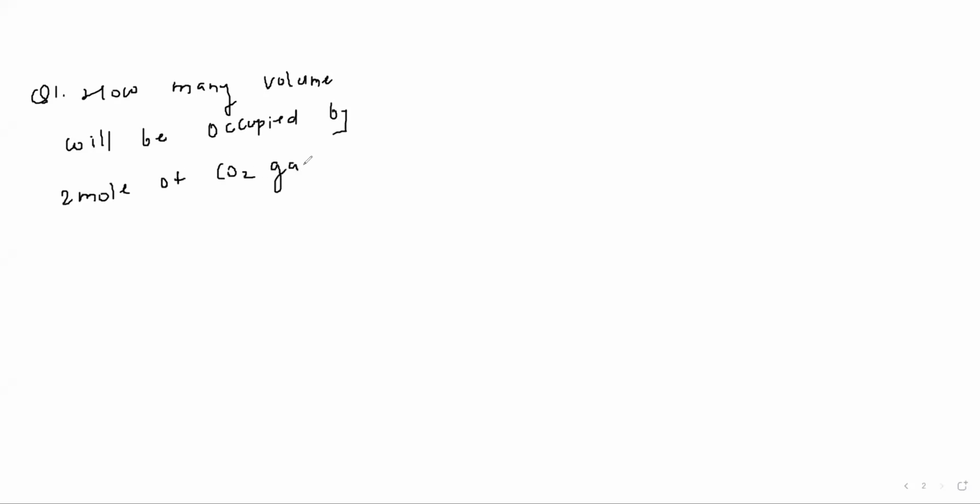Question number one. How much volume will be occupied by 2 moles of CO2 gas at STP? STP means what? Standard temperature and pressure. Now tell me one thing, 2 moles.